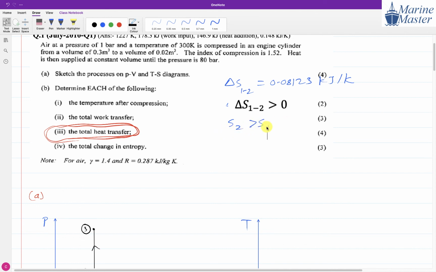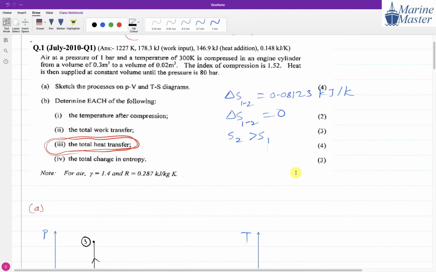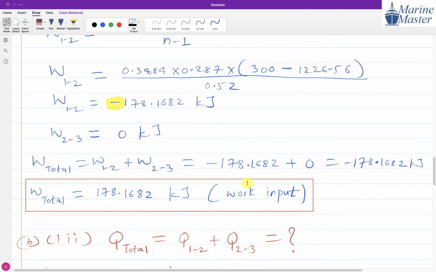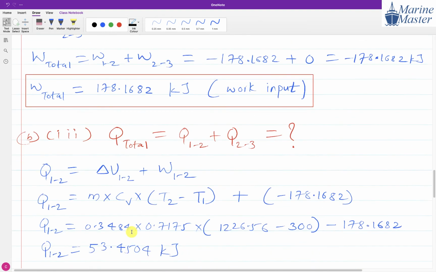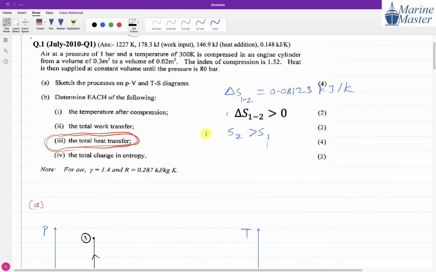It means that during polytropic compression in process 1 to 2, entropy is increasing. From where do we come to know that entropy is increasing? From this point, because of delta S, and we have another idea also. In 1 to 2, Q1 to 2 is 53.45, a positive value. As Q1 to 2 is positive, it means heat addition in 1 to 2, and due to heat addition, we already studied that entropy of the system always increases. So one way is with the help of heat transfer, we get the value of Q1 to 2. Another way is what?